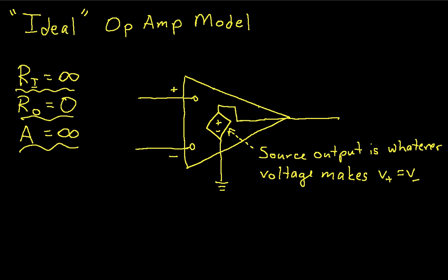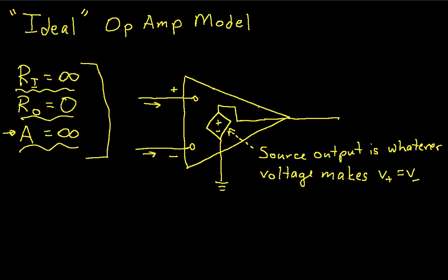Okay, so this might lead you to believe that this is a dumb thing to do. If I make the gain infinite, then if the difference between the inputs is anything but 0, then the output is going to be infinite. And we don't want that. We can't use that in real life. But the idea is that these three conditions, and particularly making the gain infinite, can be interpreted as the source output will be whatever it needs to be in order to make the voltage at the non-inverting input, this guy, equal to the voltage at the inverting input.